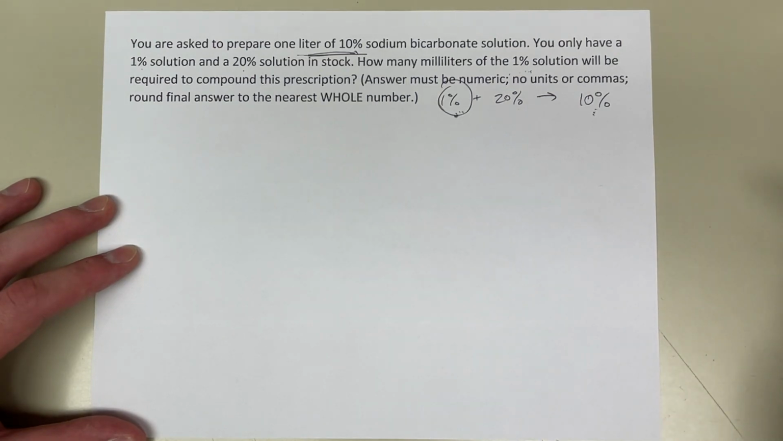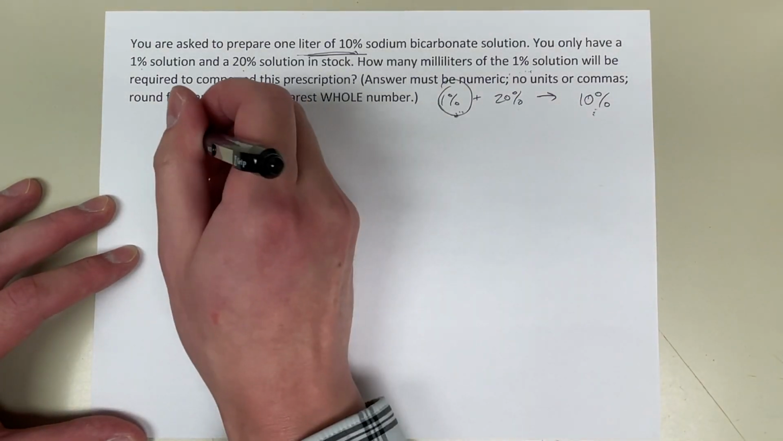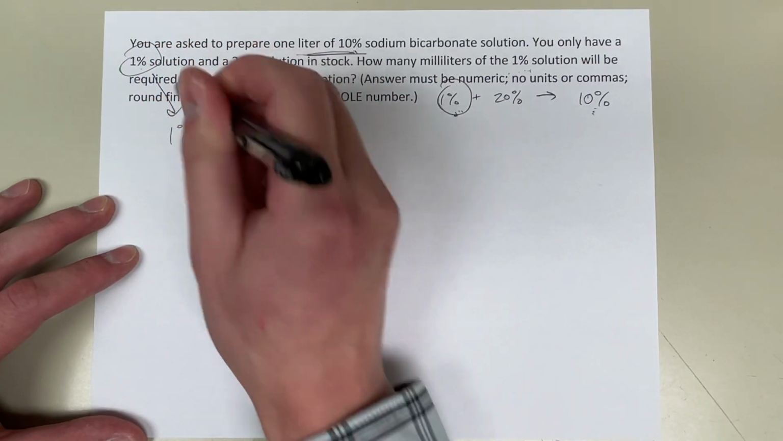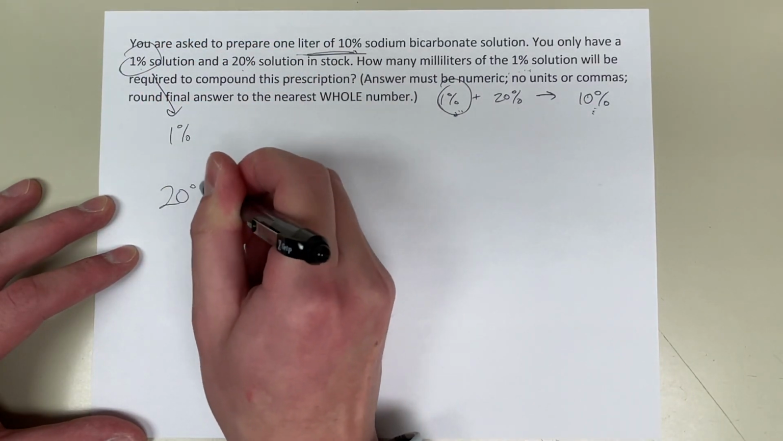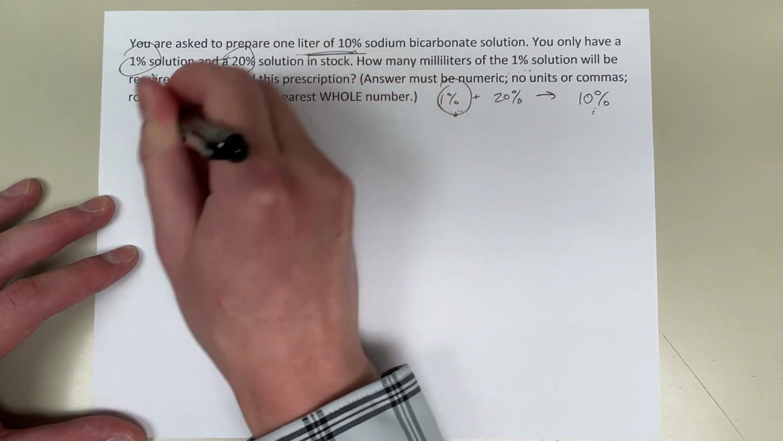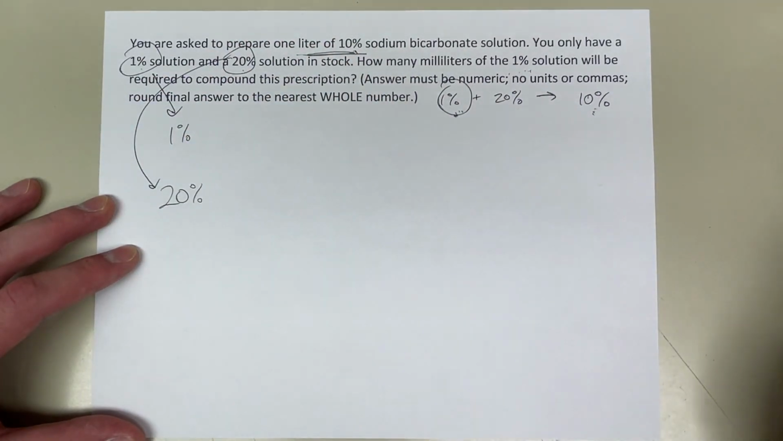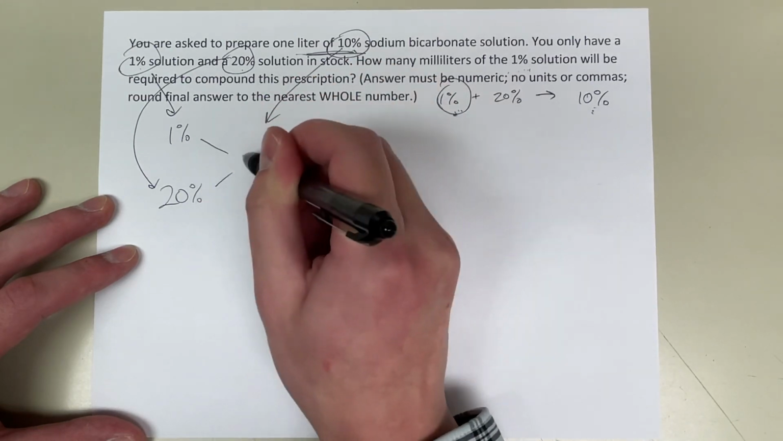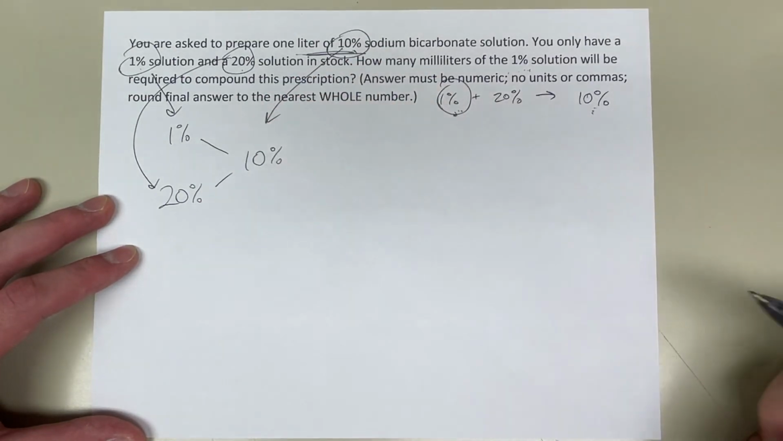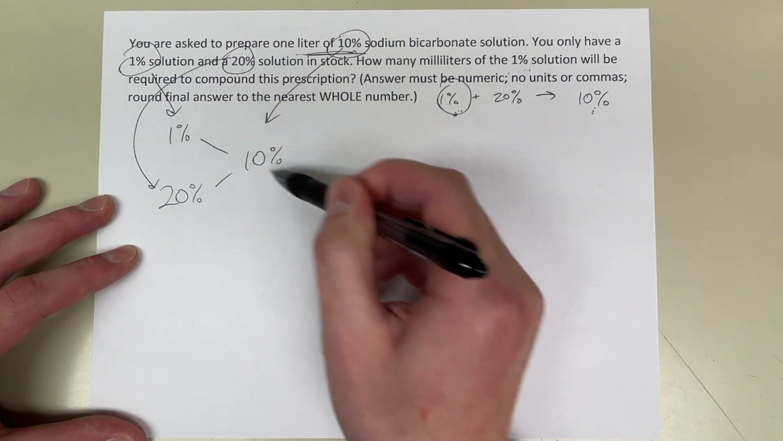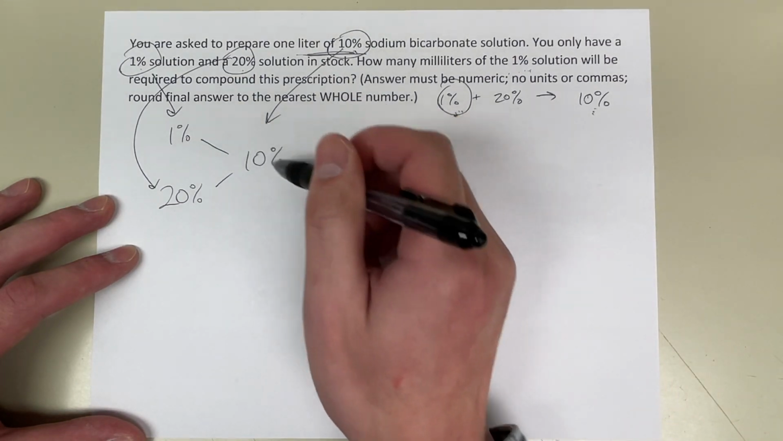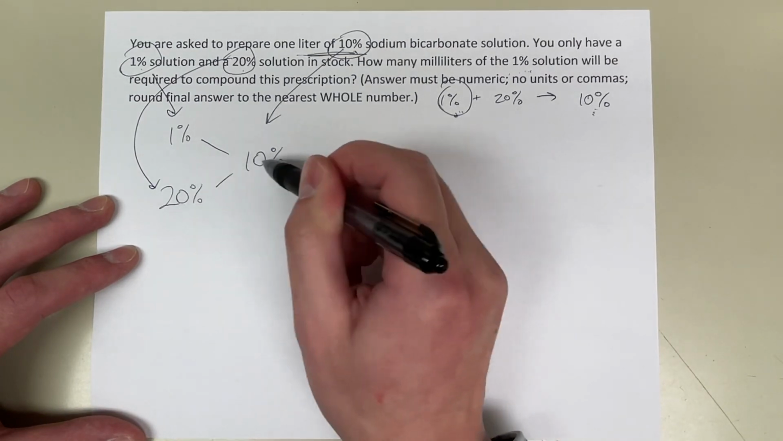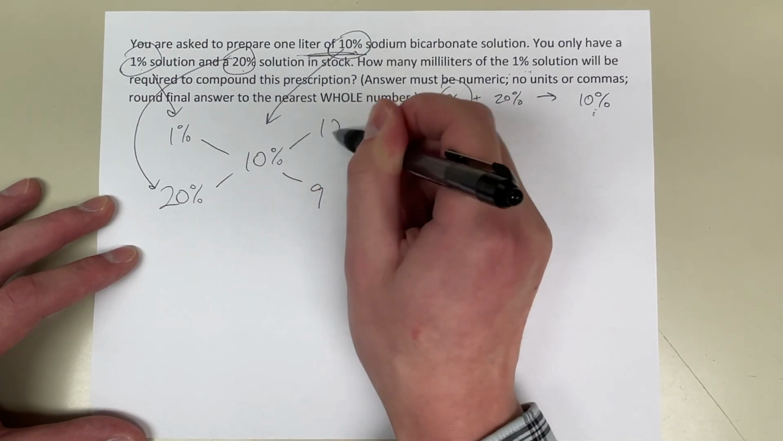So this is an alligation question. So I'm gonna set up like this: 1% here, and I got a 20% here. Right, and I want to make a 10% solution. So I'm going to do alligation like this, and I'm going to follow the lines here. So 1 minus 10 is 9, and 20 minus 10 is 10.